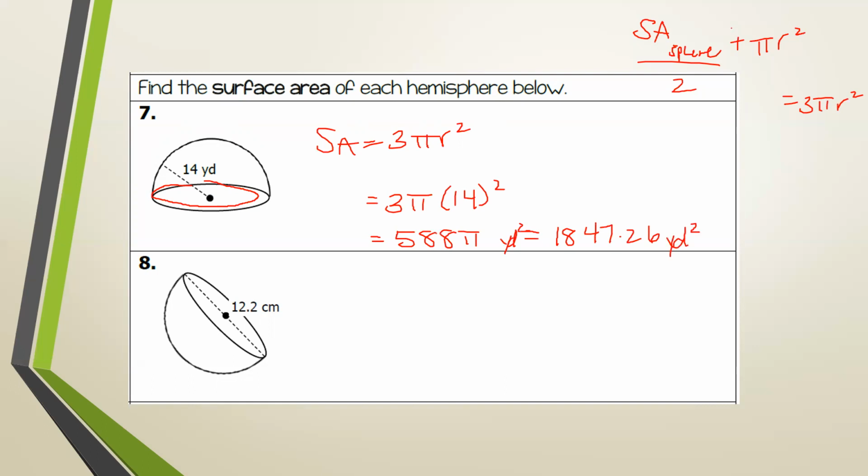Go ahead and try number 8. What is the surface area of number 8? Do that now. Okay, so for this one, you should have gotten about 350.7 centimeters squared. You rounded to the nearest tenth. The radius here, of course, is 6.1 since they gave you the diameter.